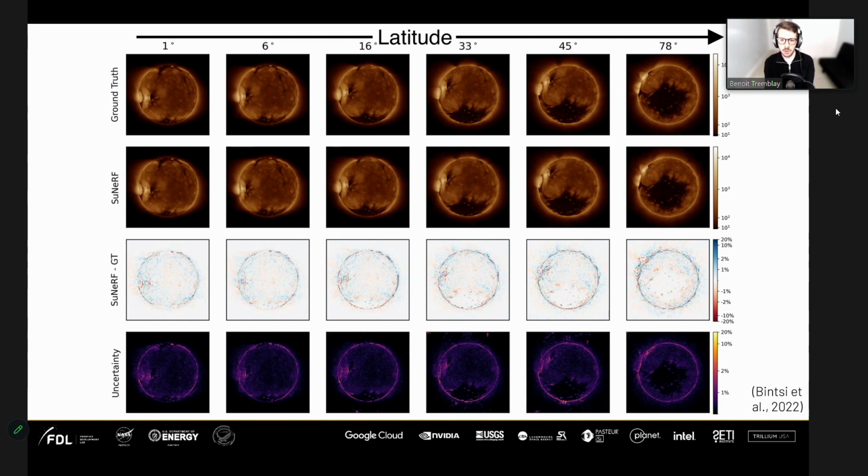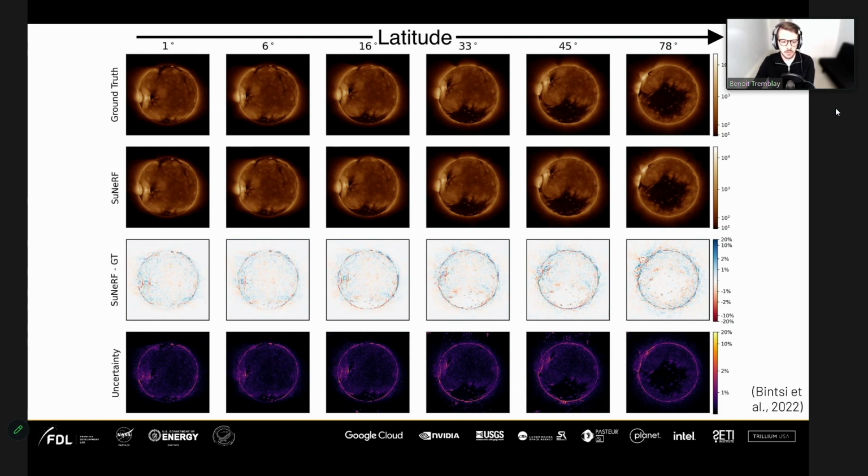The third row shows the primary difference between the reconstruction and the ground truth. And we see that the larger differences typically occur close to the solar limb and at the more complex active regions. And finally, in the last row at the very bottom, we're showing the model's uncertainty, which we're estimating by training an ensemble of models with different initial conditions and then computing the variation between the individual results. And note that the uncertainty maps and the difference maps have a pretty strong spatial correlation. So that's one way of evaluating.